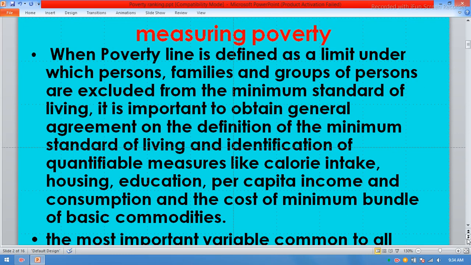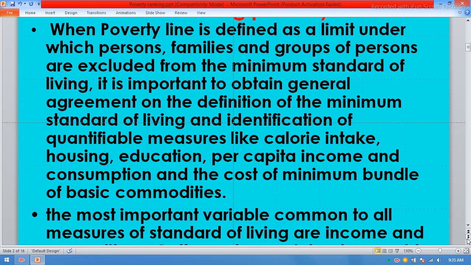Measuring of poverty. When poverty line is defined as a limit under which persons, families, and groups of persons are excluded from the minimum standard of living, it is important to obtain general agreement on the definition of the minimum standard of living and identification of quantifiable measures like calorie intake, housing, education, per capita income, and consumption, and the cost of minimum bundle of the basic commodities.